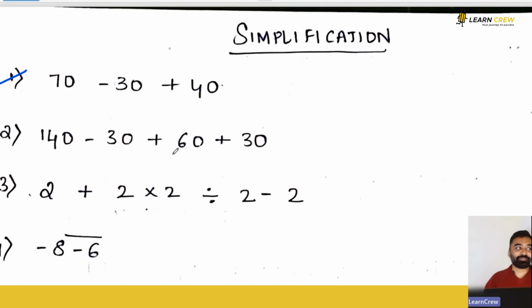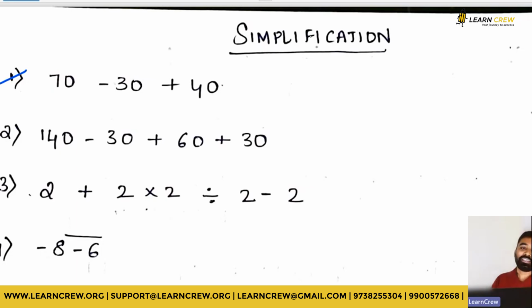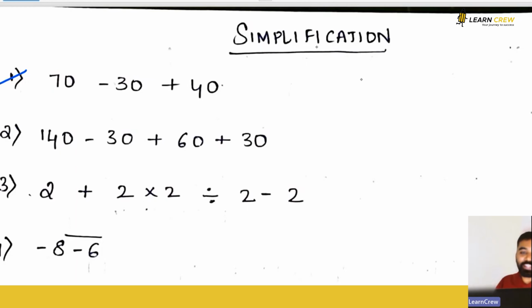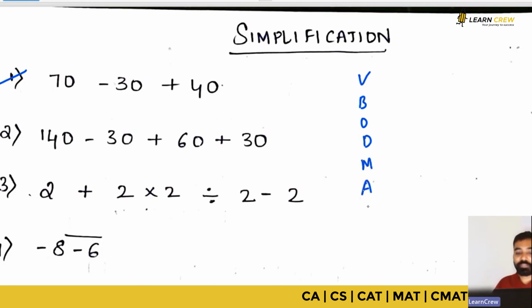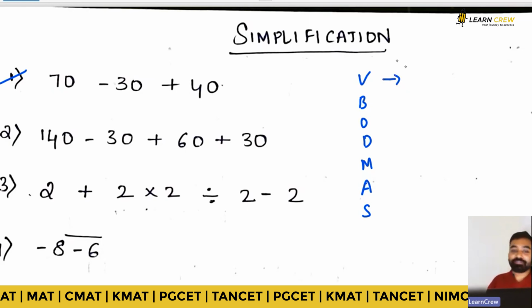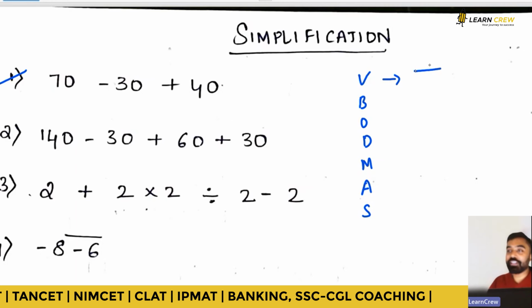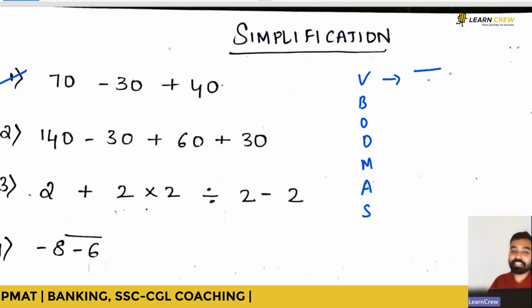All able to see now? 70 minus 30 plus 40. What is the answer? How many zeros in the class? Okay. Let us see how well you have understood your VBODMAS. What does V stand for? Vinculum. What's that? It's a bar bracket. They call it a bar bracket. Fine, it's called a vinculum.